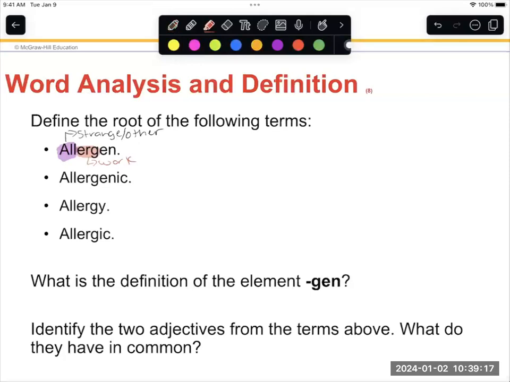Gen, the last part of the word for the first one here, means producing. So the two adjective terms from those listed are allergenic and allergic. They have this common suffix, ic, ic, ic. This means pertaining to.